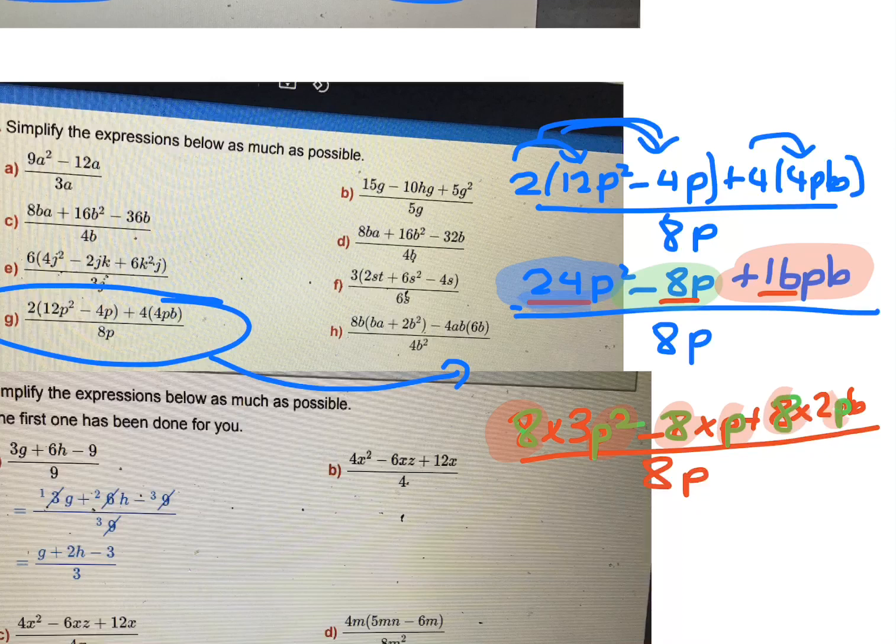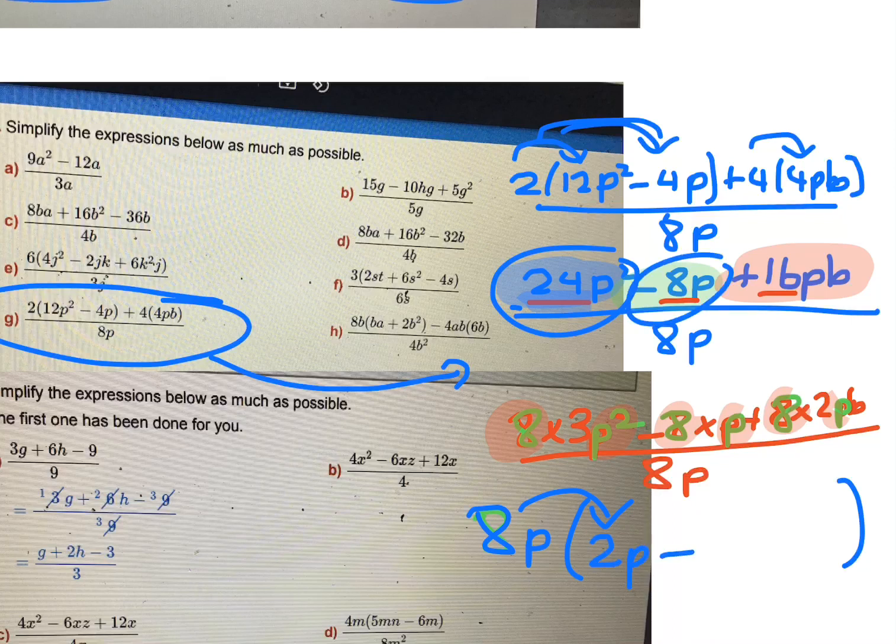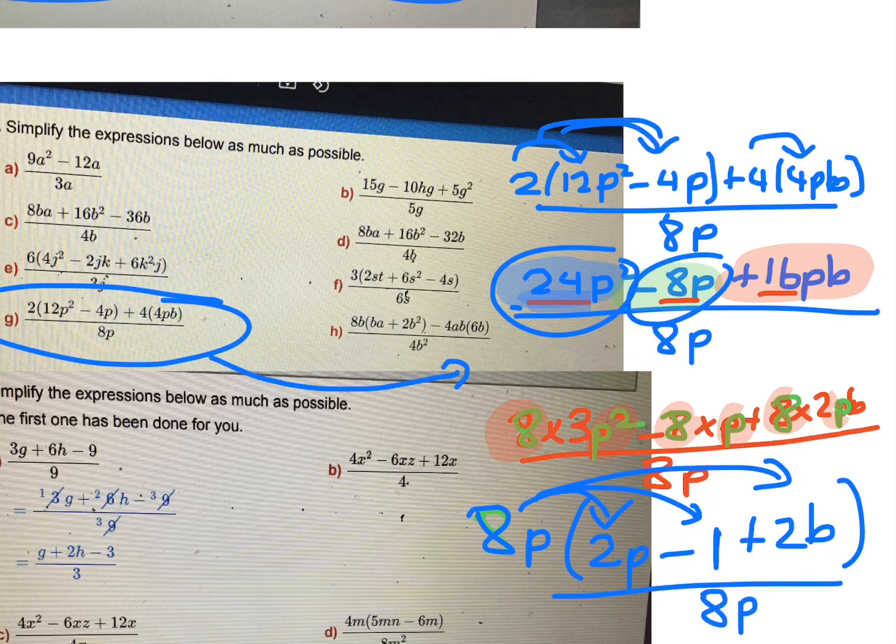So 8 goes into 24. So you got 8. Let's get a better colour. 8 and then p. So looking at this, 8 times what will give you the 24p squared? 8 times 2, p times p is p squared. 8 times what gives you the minus 8p? Now you can't put a 0 there because 8 times 0 is 0 and it disappears. So you've got to put a 1 there. When you take the whole thing out, put a 1. 8 times 1 is 8p. 8 times what gives you 16pb? 8 times 2, and the p came out, so it's b, and then it's all over 8p.